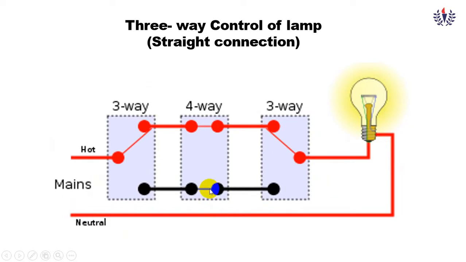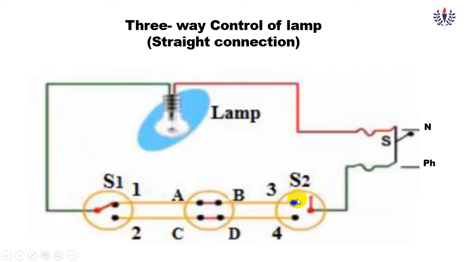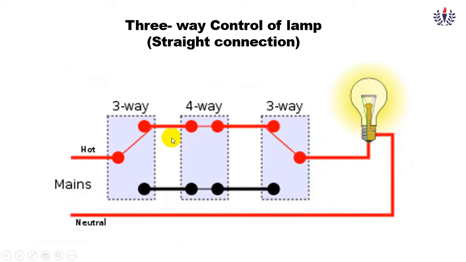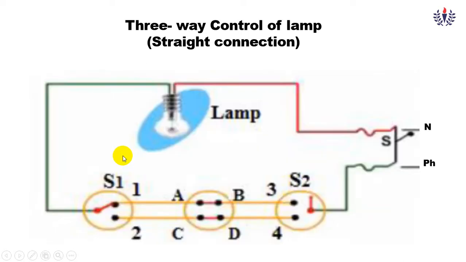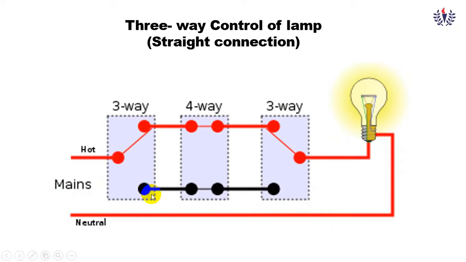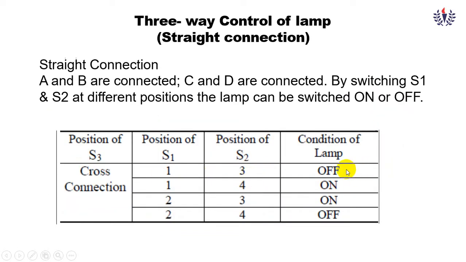So here it is a little bit clear. So it is straight connection. Here you can see, this is the power supply. In the other name, the phase is given as hot. So it is in the position 1 and it should be in the position 3. So A, B, C, D should be connected, so what will happen? The lamp will glow. If the position is in this position, that is, as per this case, it is in the 2, so if it is in the 2 position and if this is in the 3 position, the lamp will not glow. So here you can see 1 and 3 is off.